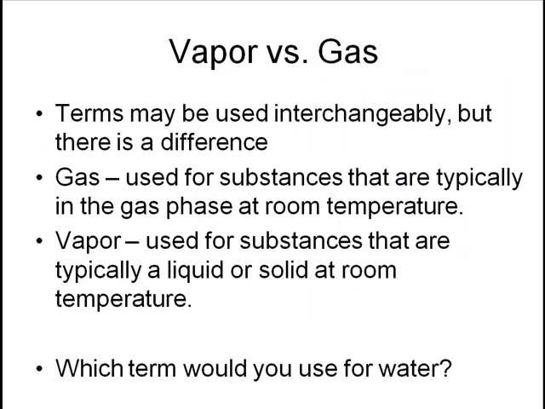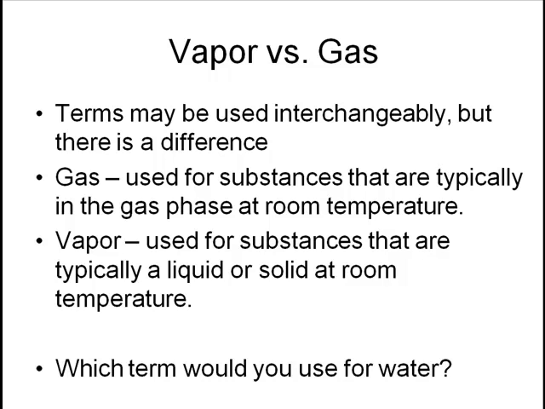And finally, just a quick little definition here. You've probably heard the term vapor, water vapor. You've heard the term gas, obviously. The terms may be used interchangeably. You may hear vapor meaning gas and gas meaning vapor, but there is a difference. Gas, the word gas is what we use when we talk about substances that are typically in the gaseous phase at room temp. Vapor we use for things that are typically a liquid or a solid at room temp. So gases, they're always gas at room temperature, and vapors, they're usually not a gas at room temp.